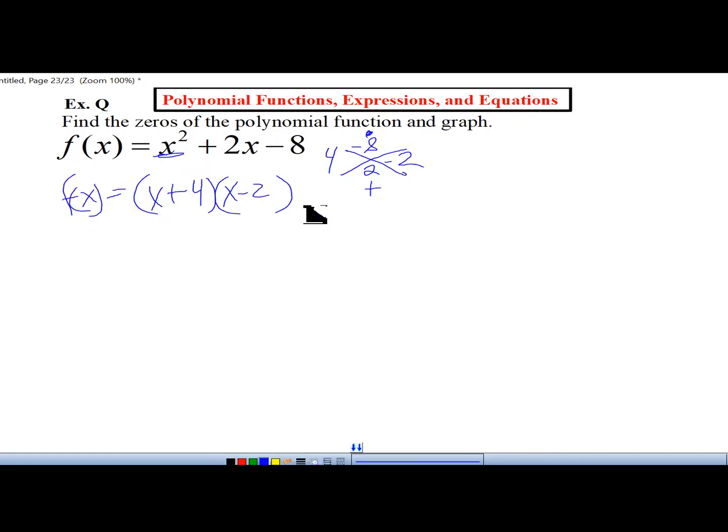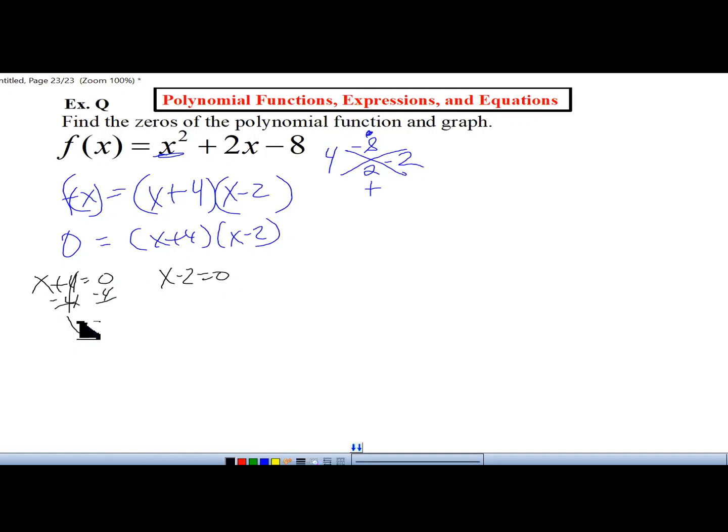Now, could we end up with this if we did the synthetic division? Yeah, some of you love the synthetic division, so you could have done that. That's fine. But let's continue. We need to find the zeros, yes? So 0 equals x plus 4, x minus 2. So let's set each one equal to 0. So we got x plus 4 equal to 0, x minus 2 equal to 0. So minus 4 minus 4, x equals negative 4, plus 2 plus 2, x equals 2. All right, so these are my x-intercepts, zeros. I'm going to graph over here.